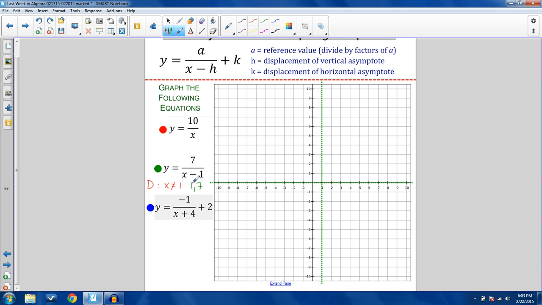Now notice, I'm not going to substitute 1 for x because 1 minus 1 is 0. We can't do that. If I substitute 2 for x, 2 minus 1 is 1. 2 is 1 over from here. So that's what I'm saying. When I go 1 over, 7 divided by 1 is 7. When I go 7 over from here, which is really when x equals 8, I'm going to be 1 up because 7 divided by 7 is 1.